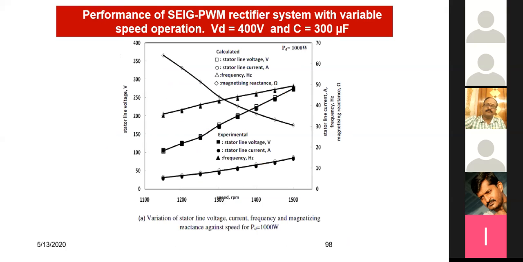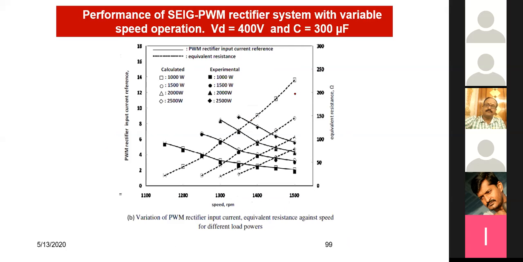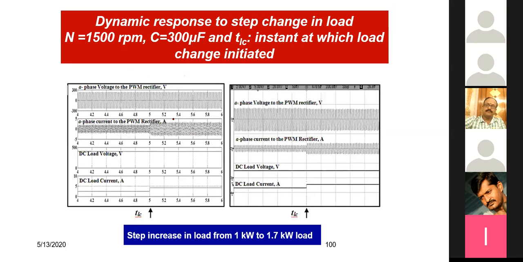And similarly, when the speed of the machine changes, the corresponding variations of the stator voltage, stator current, and load line current were observed. We have seen that when a 1000 watts load is considered, the corresponding speed of operation is where the self excitation gets fixed. If you consider 1500 watts with the same value of the capacitor, the self-excitation is going to collapse. Similarly for 2500 watts. This is the experimentation we conducted.